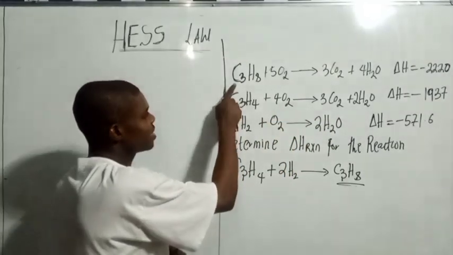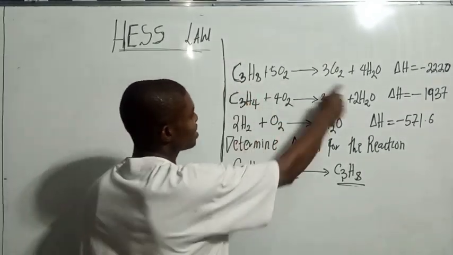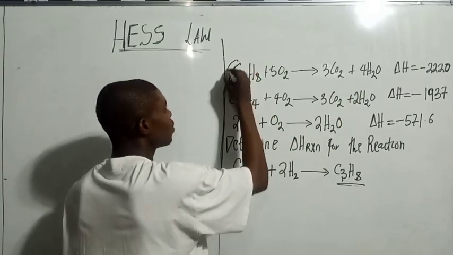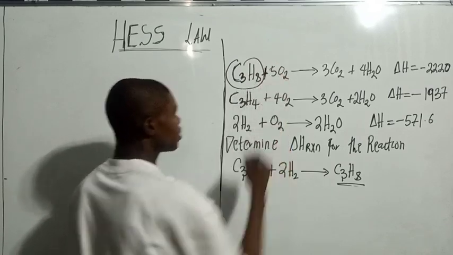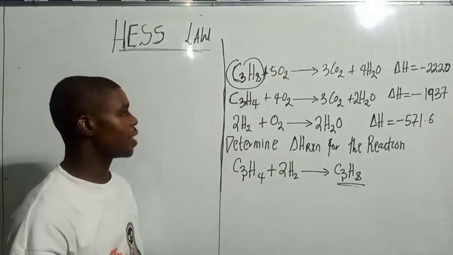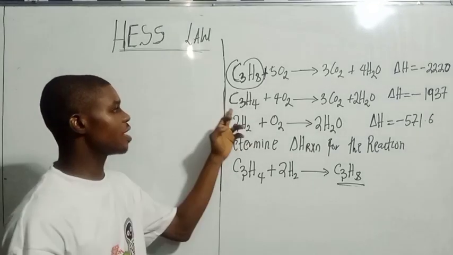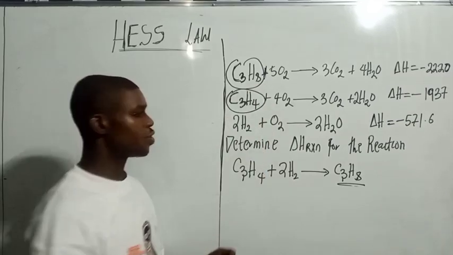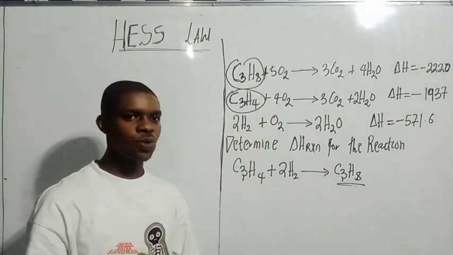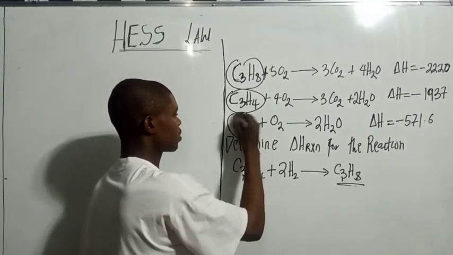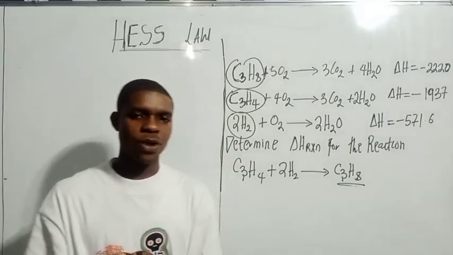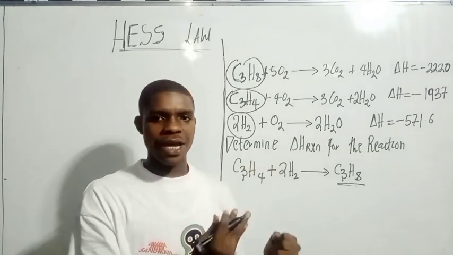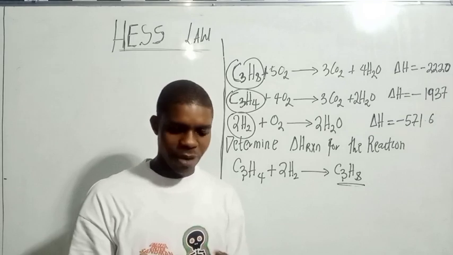But if you look at C3H8, you can only see it in the first reaction, you cannot see it in the second or third. So circle out this one. The next one is C3H4, which is only found in the second reaction, so we circle it out. Just like H2, which is hydrogen, you circle it out. So that's the first thing you want to do. If you can identify compounds that are unique to a particular reaction, then you are on your way towards solving a Hess's Law problem. Do you understand?